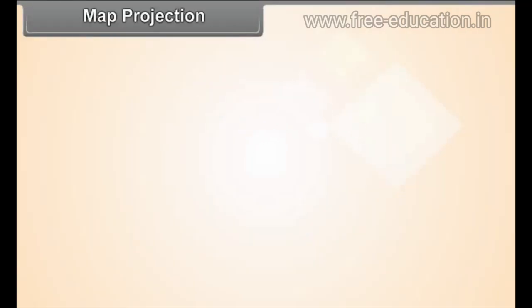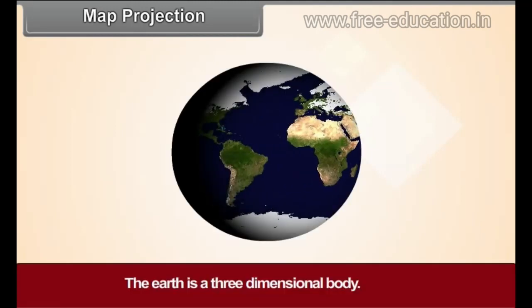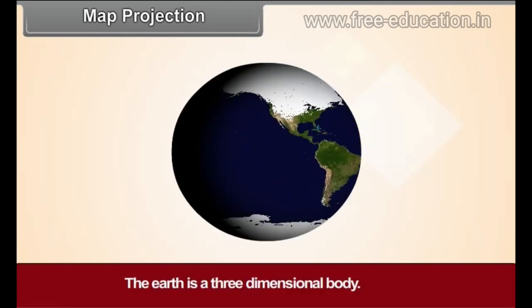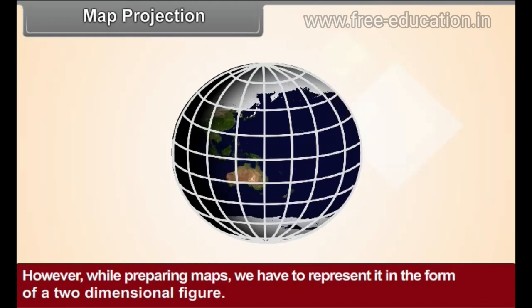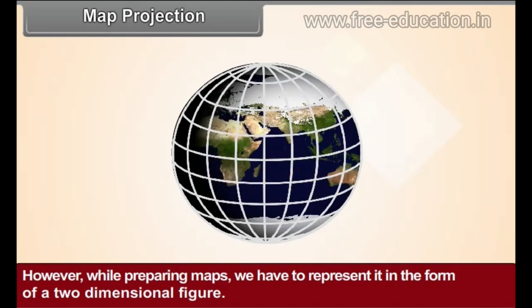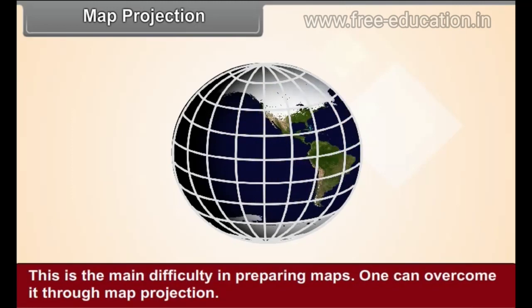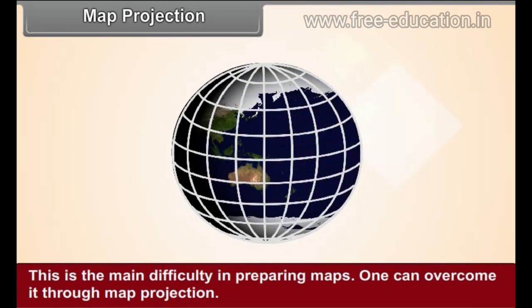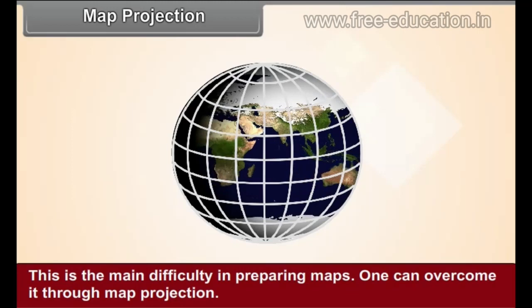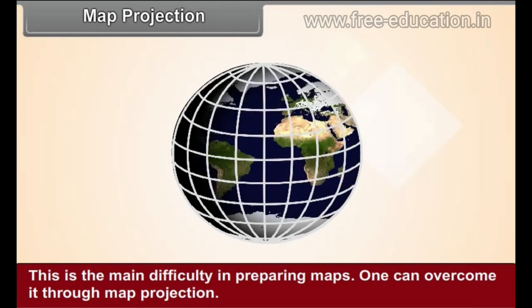Map projection. The Earth is a three-dimensional body. However, while preparing maps, we have to represent it in the form of a two-dimensional figure. This is the main difficulty in preparing maps. One can overcome it through map projection.